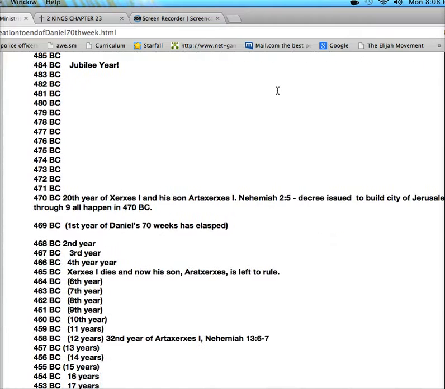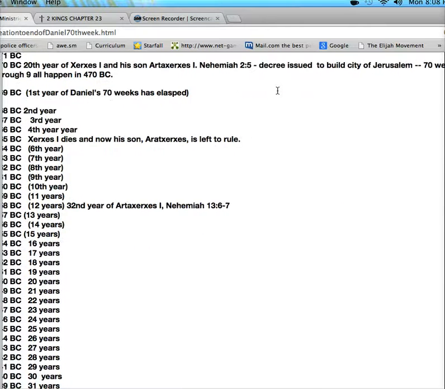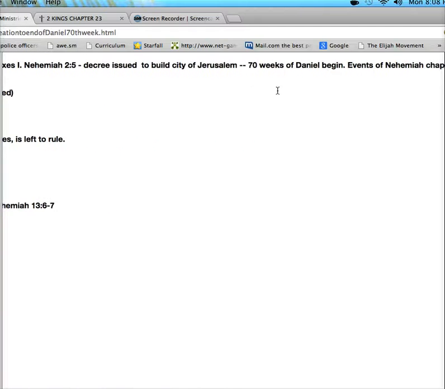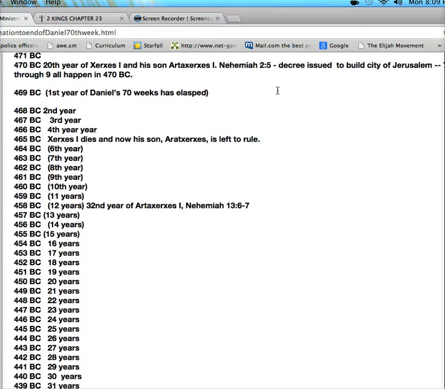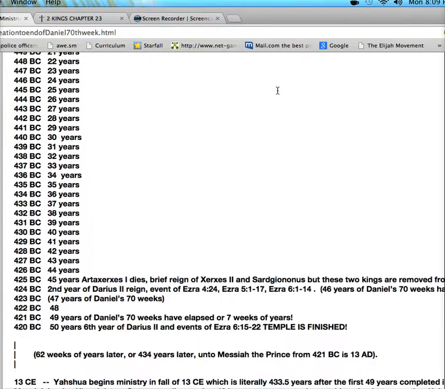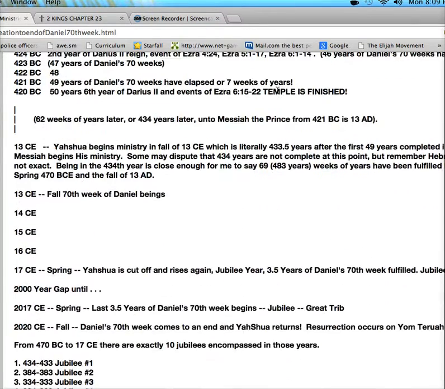And then, of course, we go down here to 470, where Artaxerxes issued the decree to rebuild Jerusalem. This is what kicks off the 70 weeks of Daniel, with all the events of Nehemiah chapter 2 through 9. And that, of course, begins our 70 weeks of Daniel. And again, I go through this in my other video, so I'm not going to spend a lot of time here. But we got that first 49 years. Got the temple finished in the 50th year. So we got the 49 years, or 7 weeks of years.